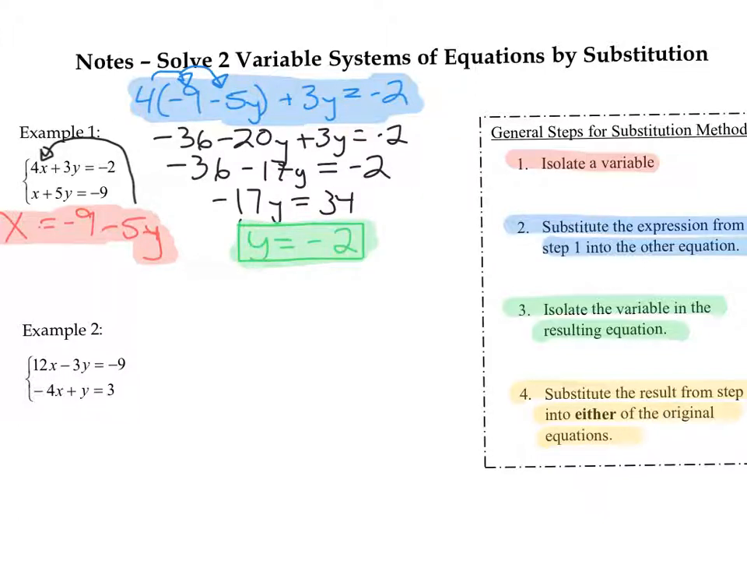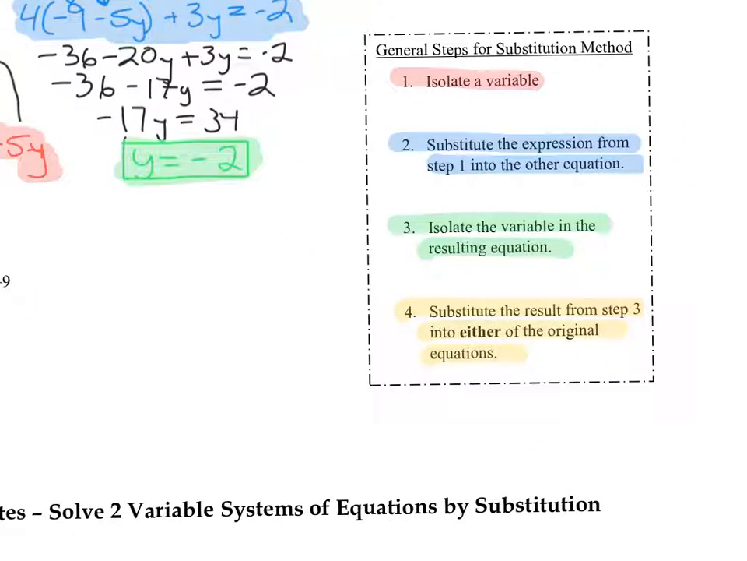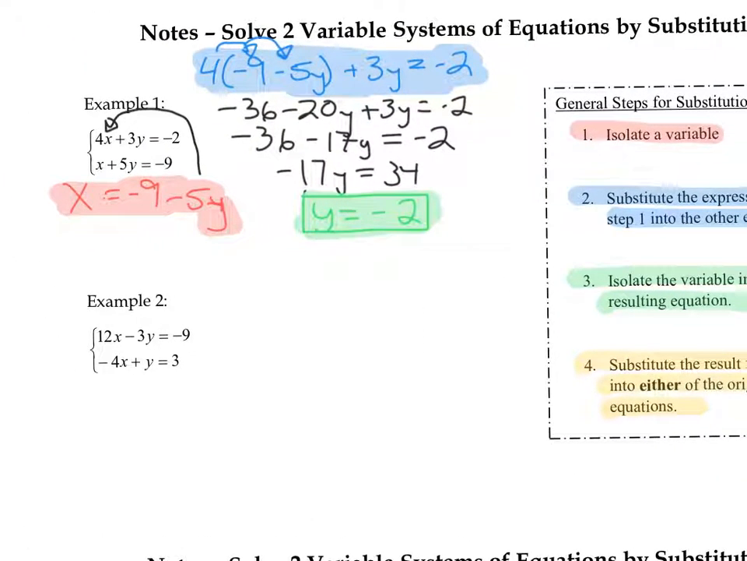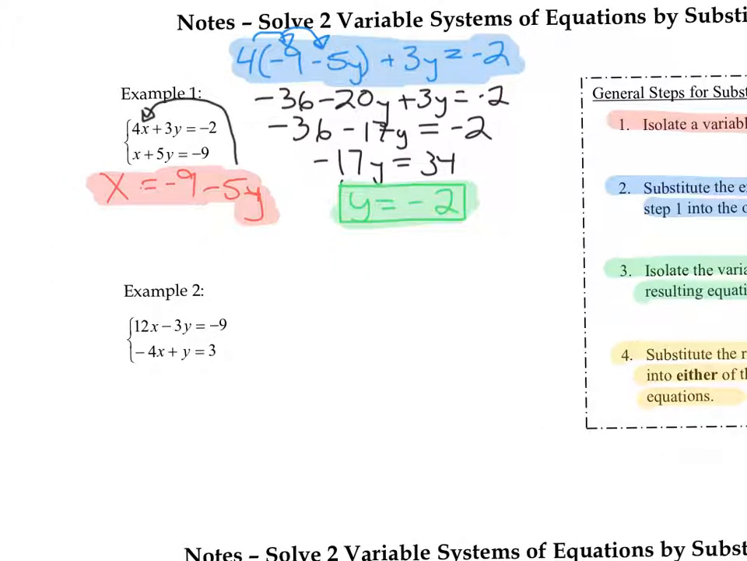We've isolated him. Now, the next step goes on to say that we need to substitute the result from step 3, that green part, into either of the original equations. Now, the OGs, the originals, are over here. They're the first equations we started with. So let's go ahead and plug it in. And I think plugging it into the second one would be easier. So I'm going to have x plus 5 times negative 2 equals negative 9. So 5 times negative 2, that's going to give me x minus 10, equal to negative 9.